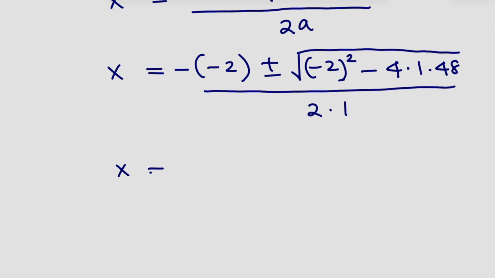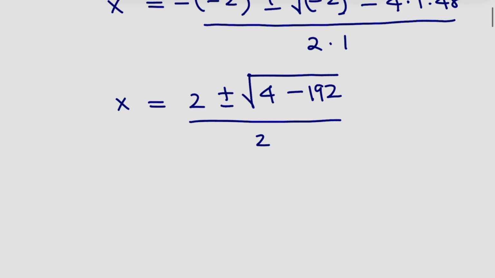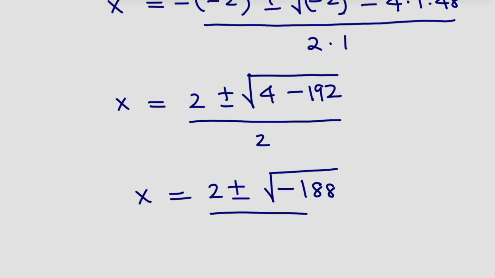Therefore, x is equal to 2 plus or minus the square root of negative 2 squared, which is 4, minus 4 times 48. 4 times 8 is 32. 4 times 4 is 16 plus 3 is 19, so 192. Then divided by 2. x is equal to 2 plus or minus the square root of, then this should be negative 188, divided by 2.